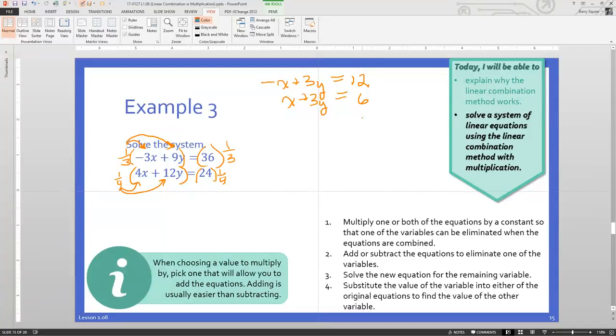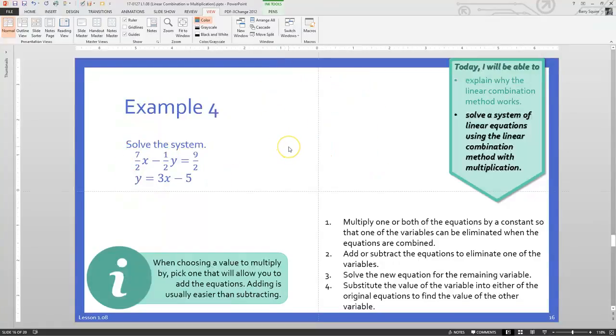So I did some multiplication, but it was really kind of division. But that's what division is, multiplying by a fraction. So now when I combine these, because I nicely got rid of my coefficients for x, my negative x and x eliminate each other. So I end up with 6y equals 18. Divide both sides by 6, and I get y equals 3, which is what I got before. So it's just kind of a neat little thing, and maybe something you might just want to keep your eyes out for. It probably won't happen very often.